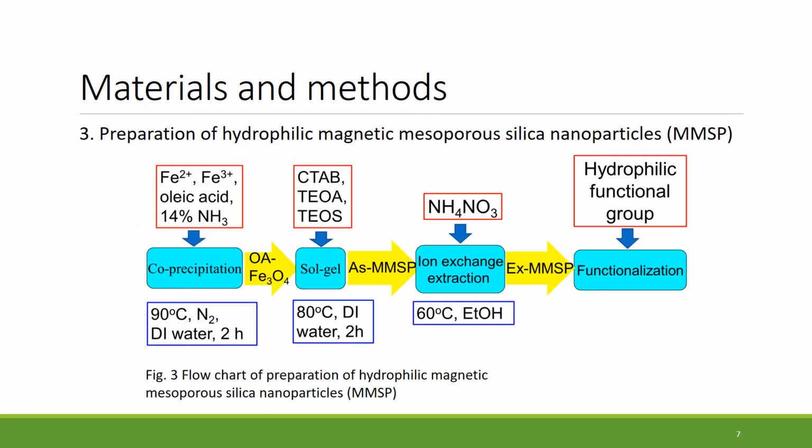Apart from the citrate type, another type, hydrophilic magnetic mesoporous silicate nanoparticle, MMSP, was also synthesized, using this method called co-precipitation. After that, different functional groups can be attached on the nanoparticle.